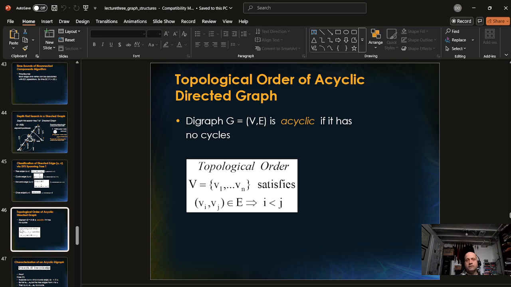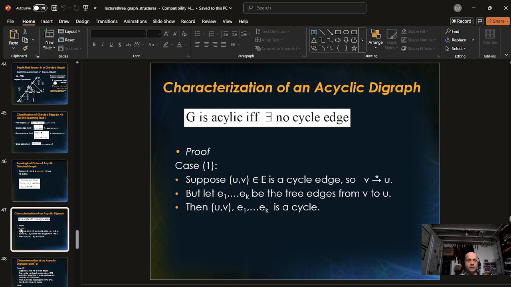Topological order of acyclic directed graphs. Here the digraph G = (V, E) is acyclic if it has no cycles. A topological order of V, going from v1 to vn, satisfies that (vi, vj) is contained within E where every i is less than j, right? That's in order.